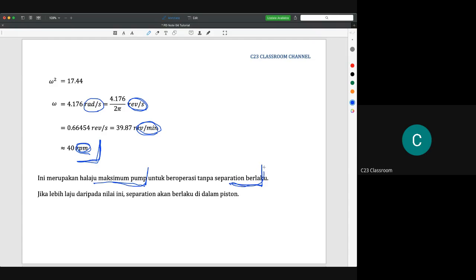Okay, so it is okay for you to run above this, but separation will occur and it will reduce your volumetric efficiency.